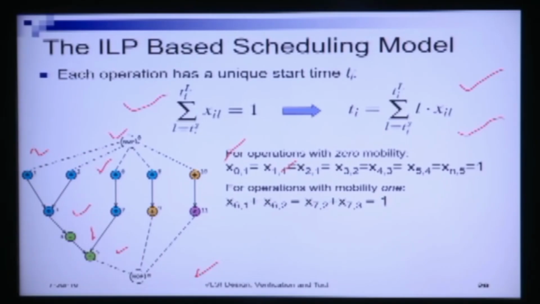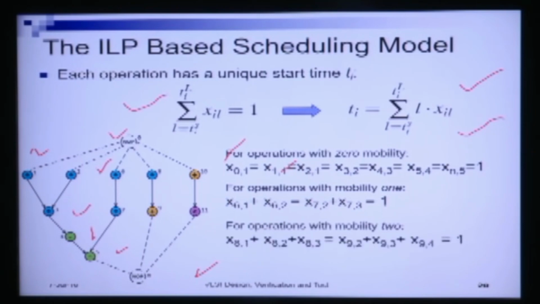Hence, what do we have? x61 plus x62 equals to 1. Similarly, x72 plus x73 equals to 1. So, x72 plus x73 equals to 1 tells me that the 7th operation can be scheduled either in time step 2 or in time step 3, but not both.